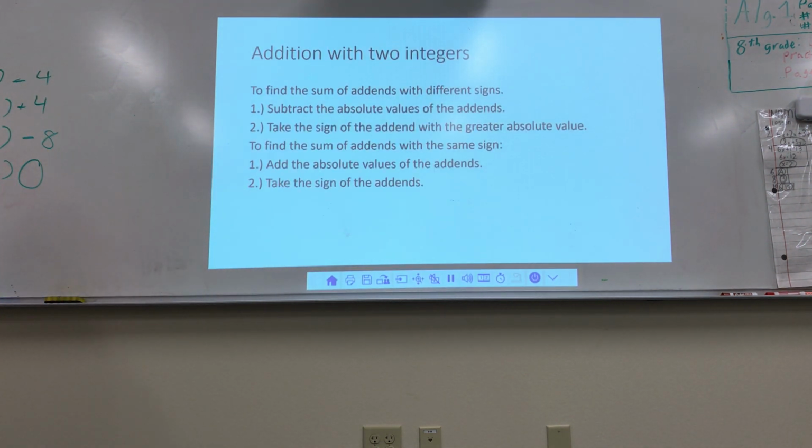Adding with two integers. To find the sum of addends with different signs, subtract the absolute values of the addends, and take the sign of the addend with the greater absolute value. To find the sum of addends with the same sign, add the absolute values of the addends, and take the sign of the addends.